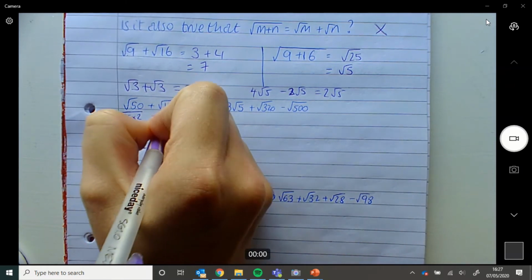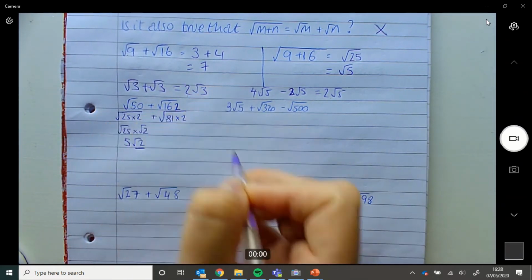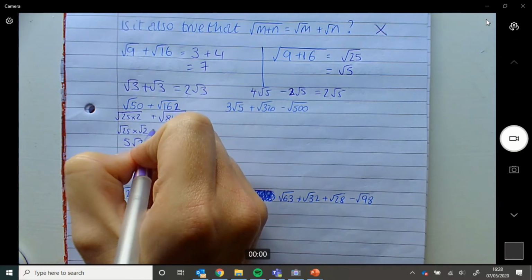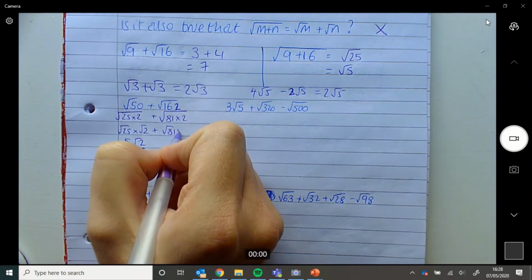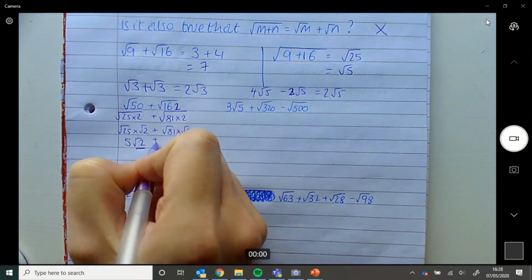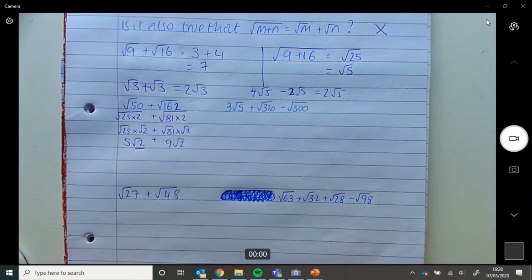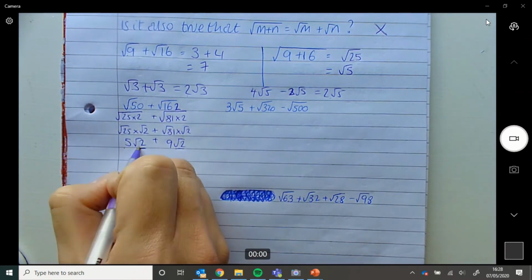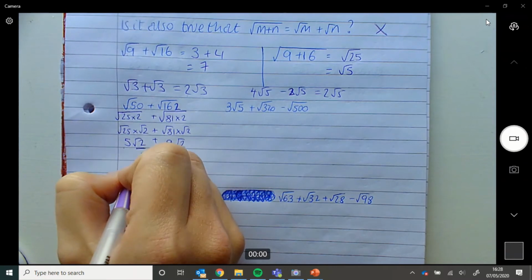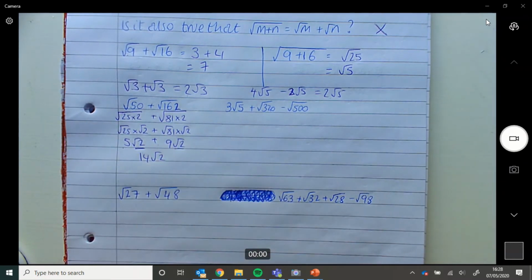So again, write my square number first. Root 81 times 2. So that gives me 9 root 2. Again, I've got 5 lots of something plus 9 lots of something. That gives me 14 root 2.